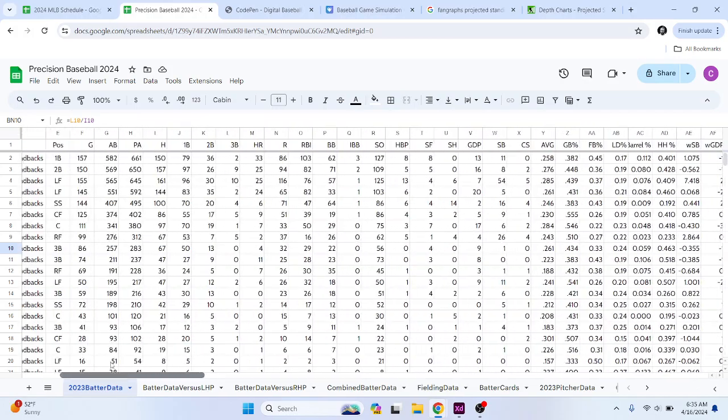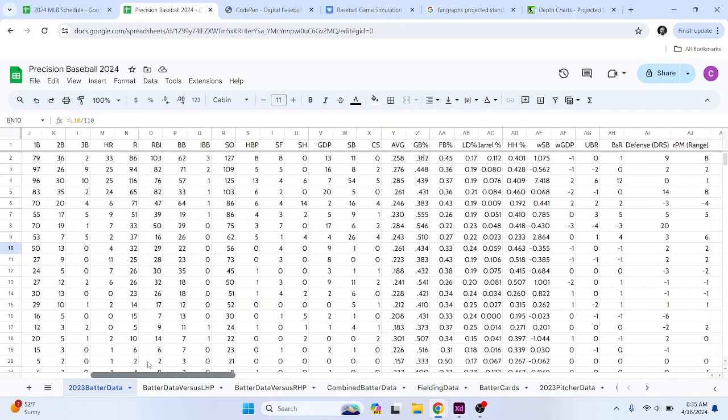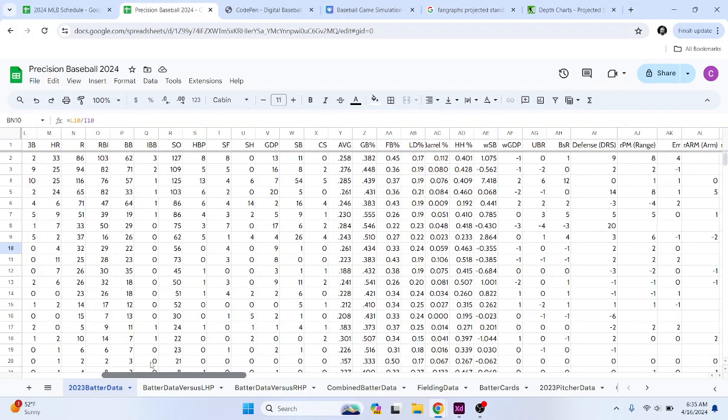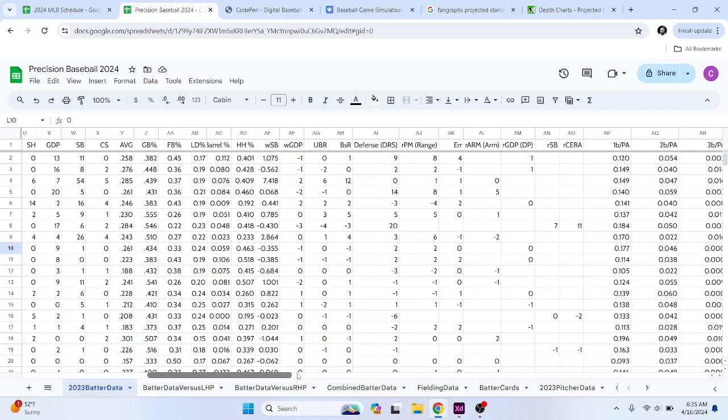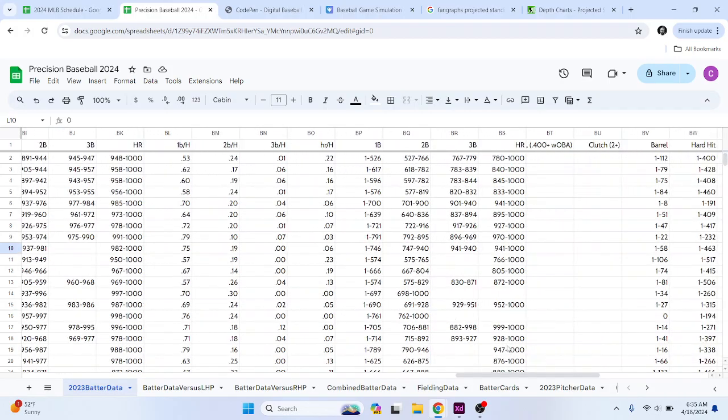If we go through, we can find his number here. You can see that he didn't have any triples. So when it's trying to calculate how many triples per hit, it's coming out with nothing. Basically, thankfully, it's not giving me an error, but it's also not giving me a number that I can use.